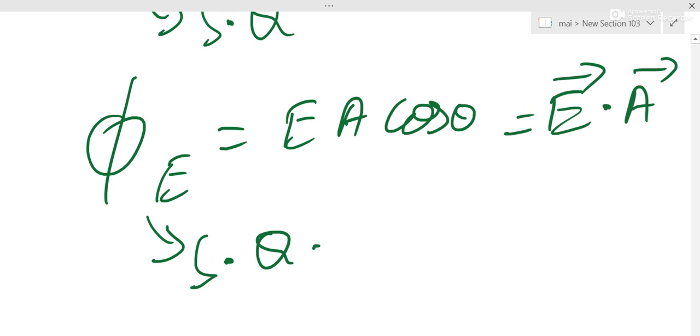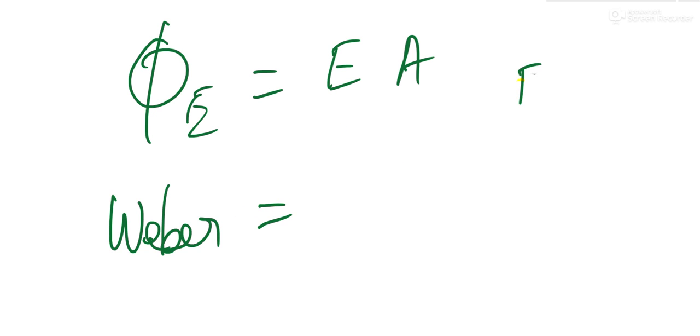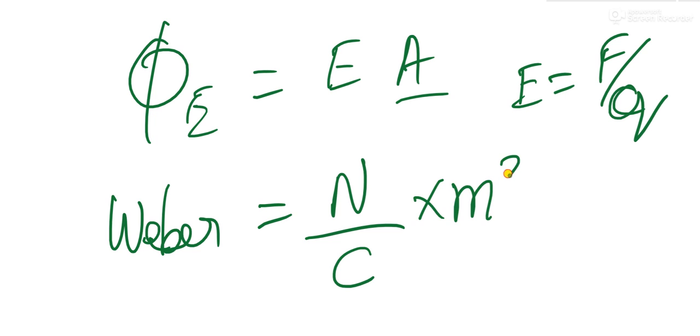Now we are going to see the unit of flux. SI unit of flux. Flux will be the Weber. Electric field and the area, it's going to be the Weber. Weber is the unit of electric flux. Electric field is force per unit charge. So force unit will be Newton, charge unit will be coulombs. Area unit will be meter square.